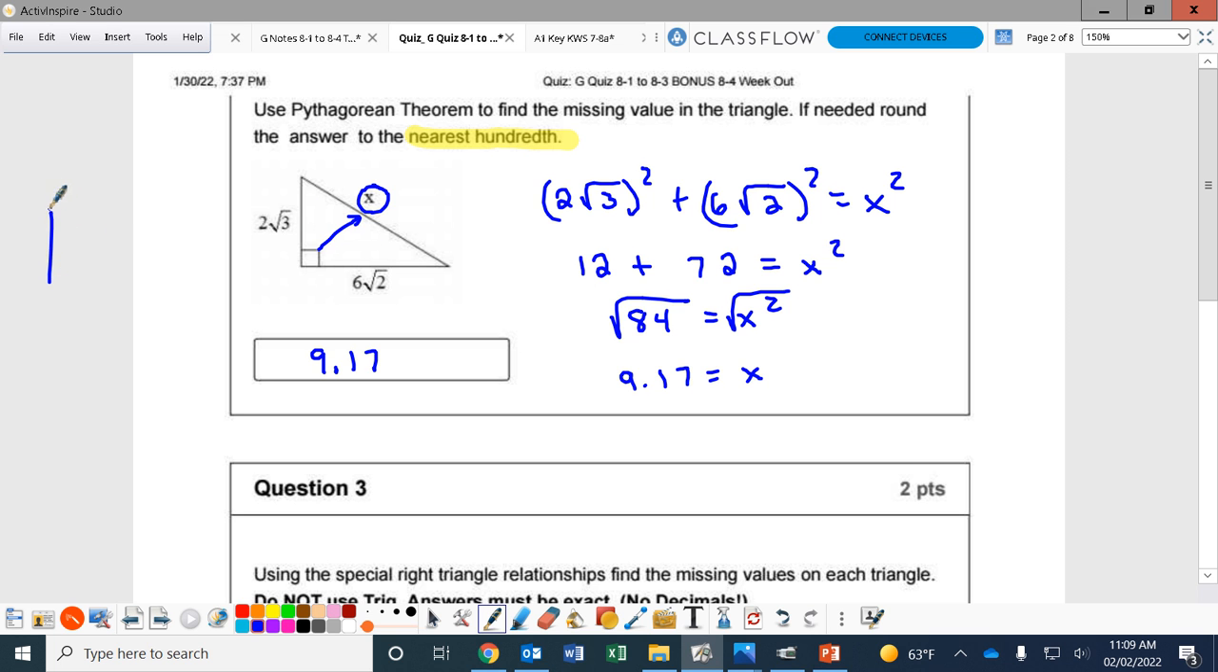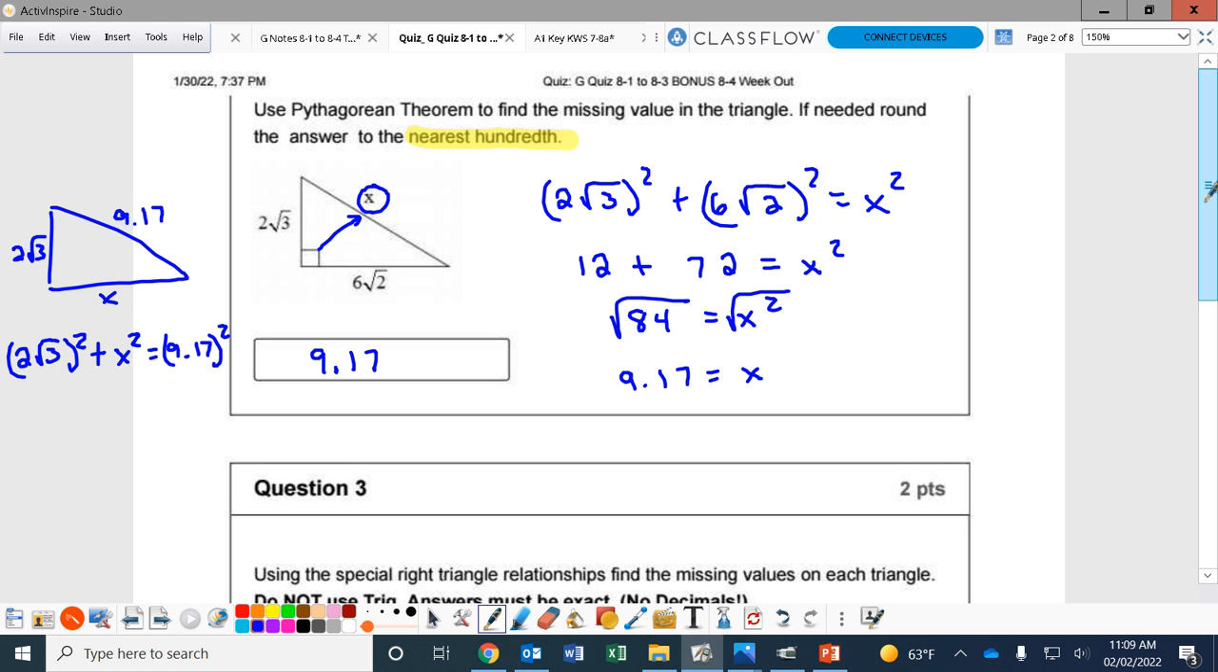Let's say I did the exact same problem, but instead I put 9.17, and then I said 2 square roots of 3, and this one was x. Then it would be 2 square roots of 3 squared plus x squared equals 9.17 squared. Now that's not going to work out nice because that's a rounded answer, so I wouldn't do that. I wouldn't give you those numbers really, but that's what we were working with. Anybody else?